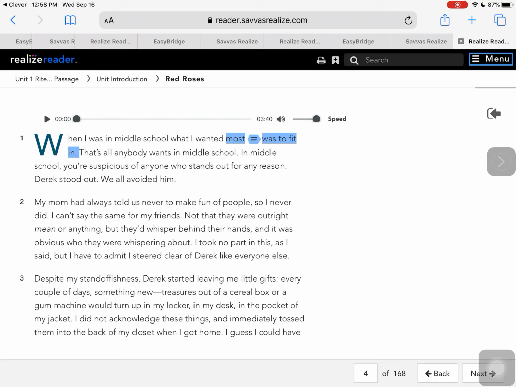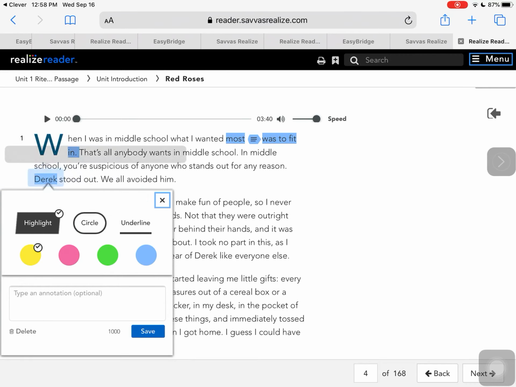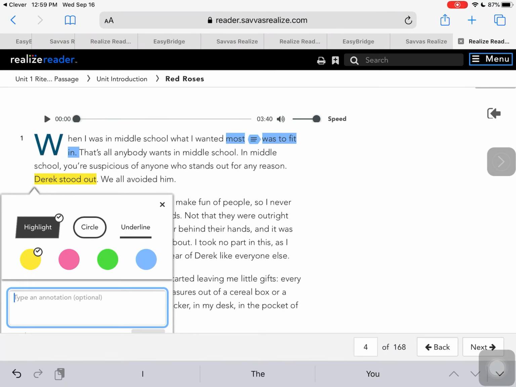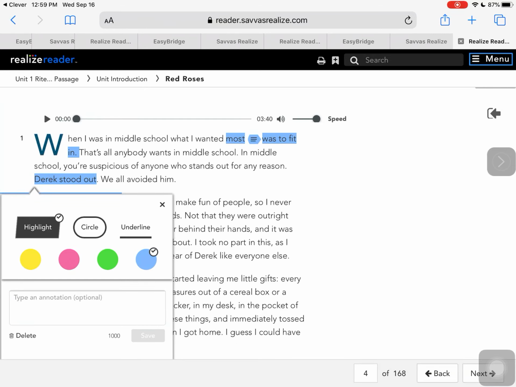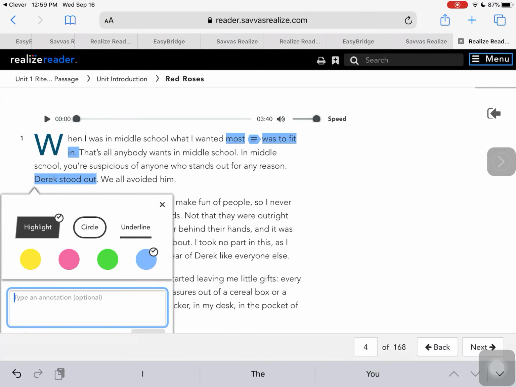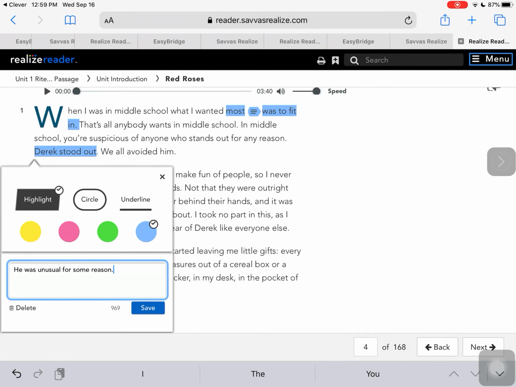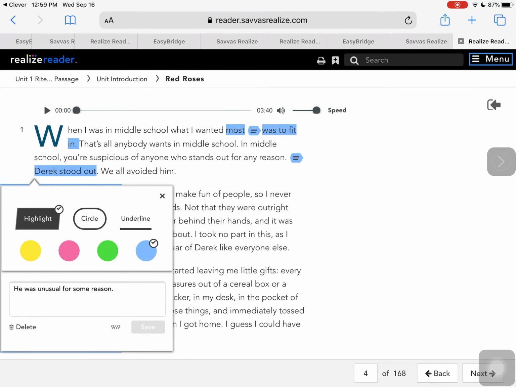Okay. That's all anybody wants in middle school. In middle school, you're suspicious of anyone who stands out for any reason. Derek stood out. We all avoided him. All right, so I'm going to press on Derek here. And I'm going to, no, Derek, I'm going to highlight stood out. Okay, and I don't want it yellow, I want it blue, so I'm going to tap it blue. And then I'm going to tap on the annotation. I'm going to type in, he was unusual for some reason. And I'm going to hit save. And then I'm going to X out and I'm going to keep going.